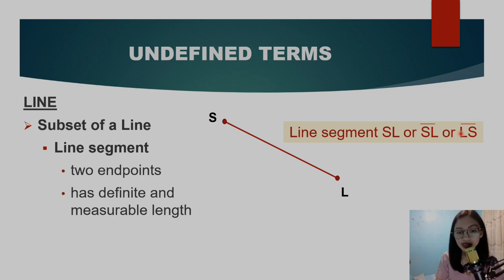At kung mapapansin nyo, yung line natin above ay walang arrowheads. So kapag walang arrowhead, yung ating symbol, it indicates that our figure is a line segment. Again, this is line segment SL or line segment LS. And in symbols, we use a line without arrowheads para masabi na siya ay line segment. Okay?